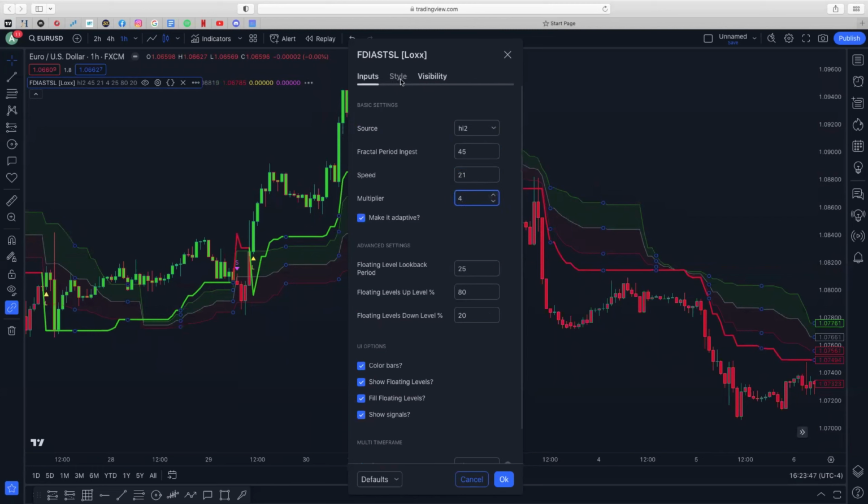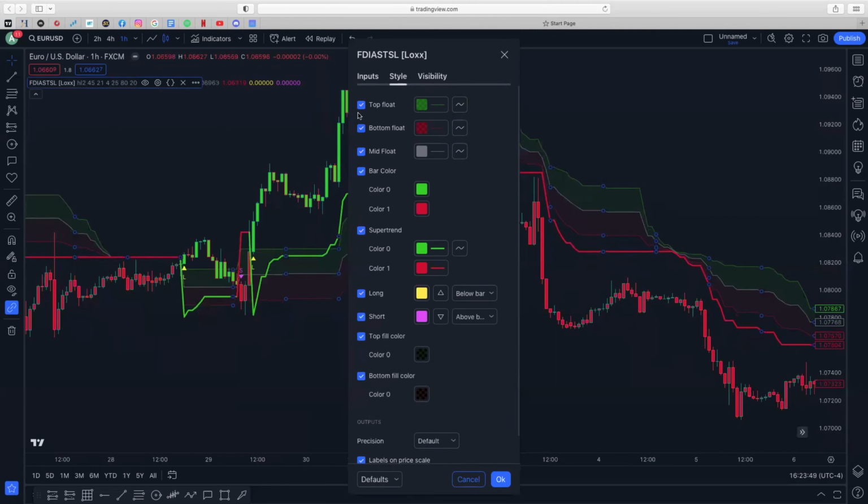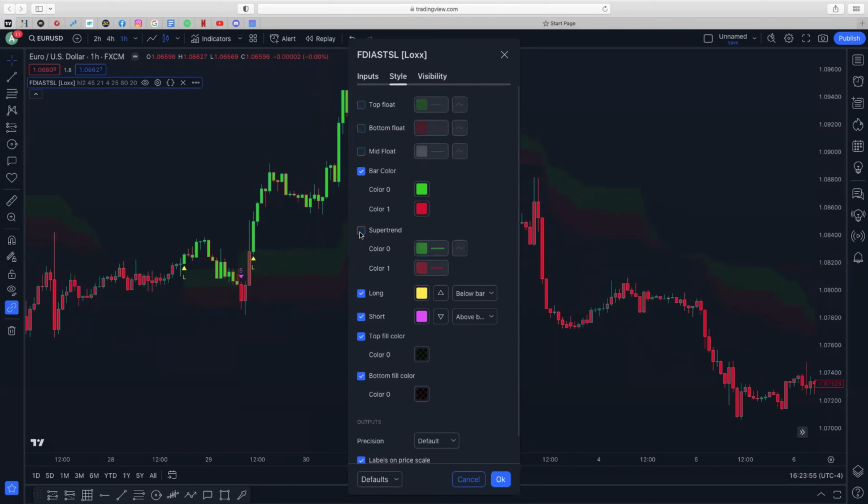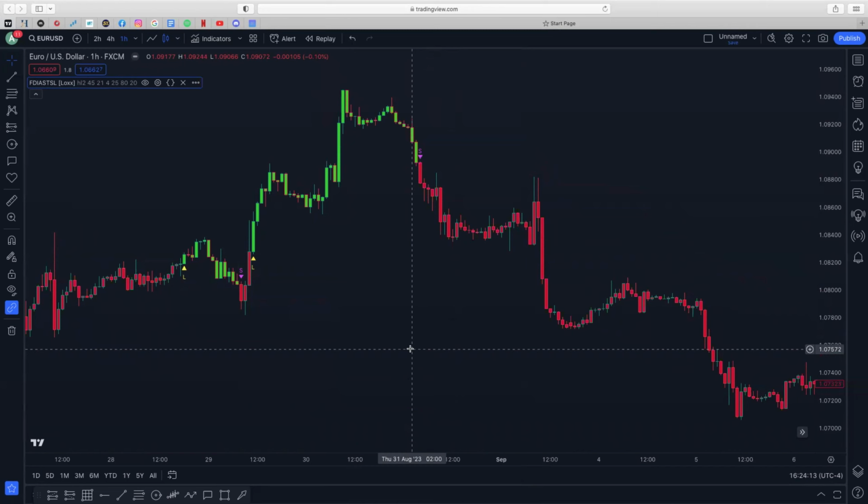Then you move over to style. You want to turn off top float, bottom float, mid float, super trend, top fill color, bottom fill color. After these settings are all checked, click OK. Once you have optimized the indicator settings, keep an eye out for the appearance of letters above and below candles. These letters serve as trading signals.